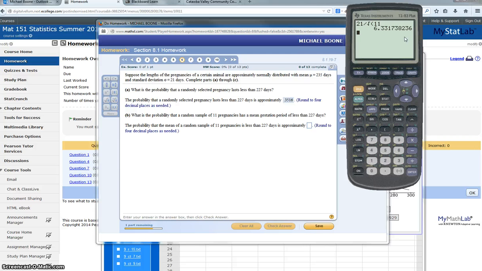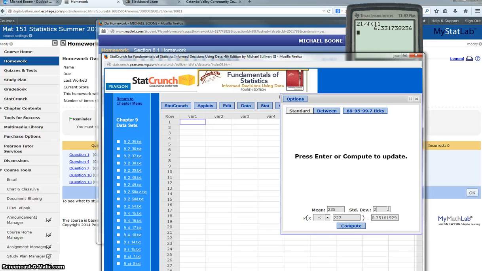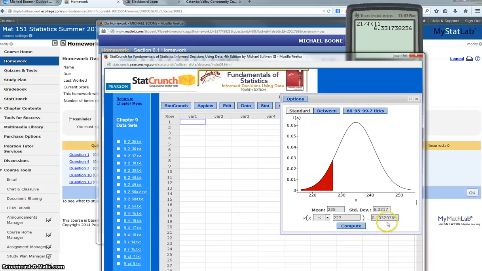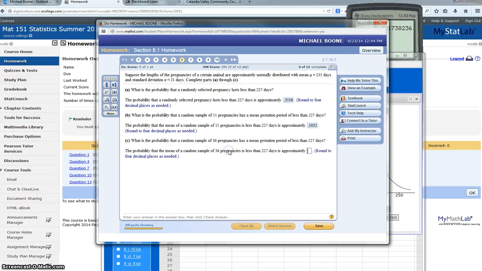This is the number that I need to type into my standard deviation on my normal calculator. So let's go to a couple decimal places. I'm going to go to 6.3317. Sounds good. And it still said less than 227. Now the idea is that our probability is going to become less. This one has a 0.1032. So let's verify that that's correct first. 0.1032. And it's correct.